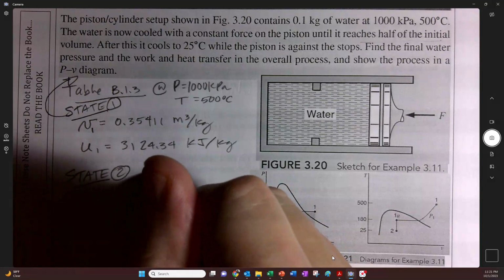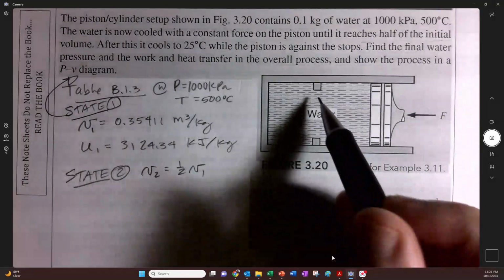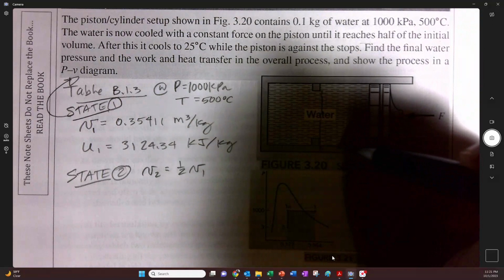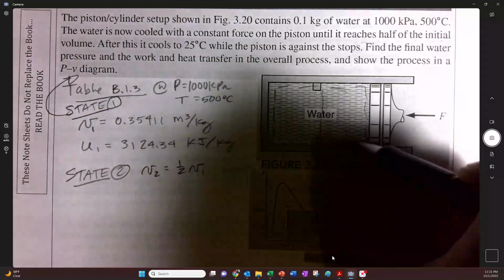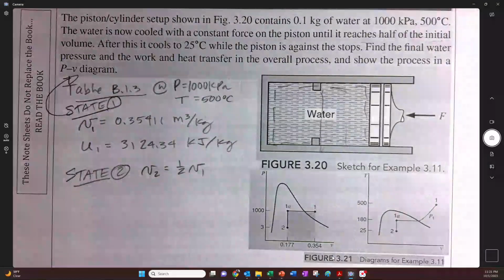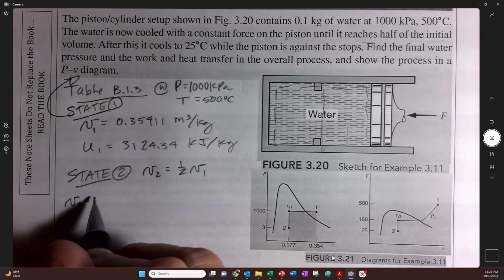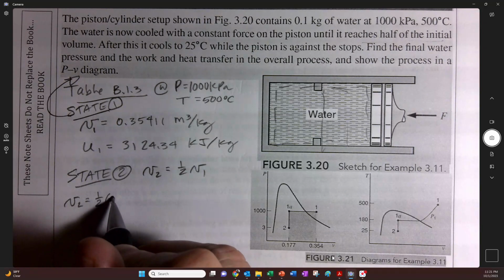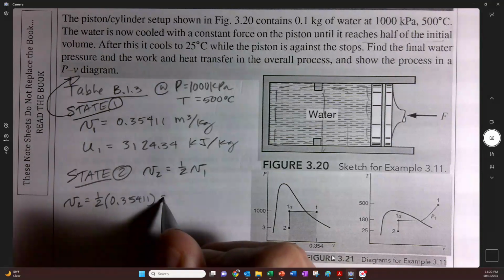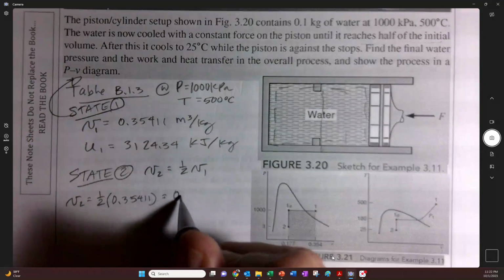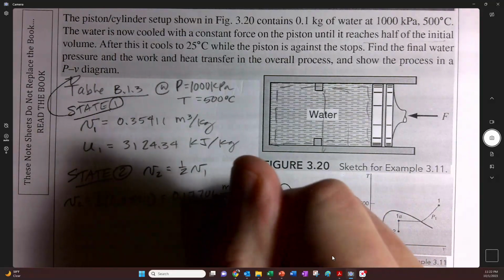State 2, V2 is equal to 1/2 V1, right? So that's going to be like when the piston is right into that place right there. So V2 is equal to 1/2 of 0.35411, or 0.17706 cubic meters per kilogram.